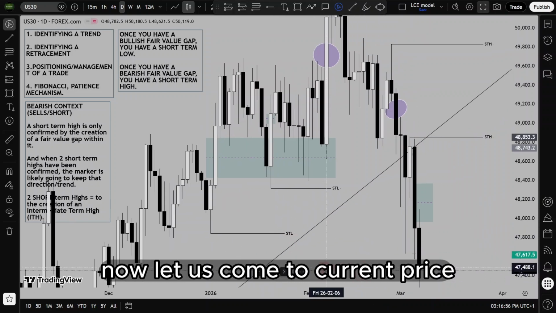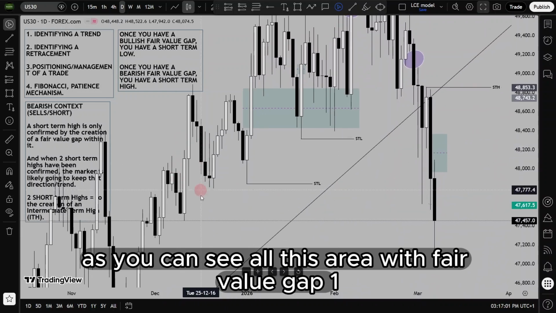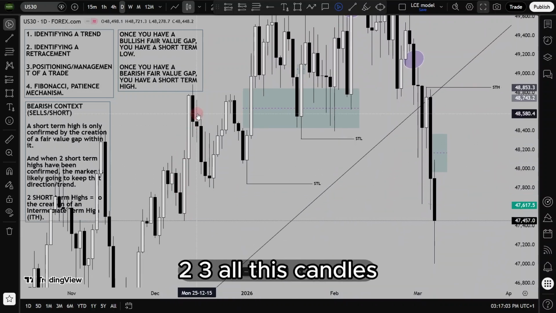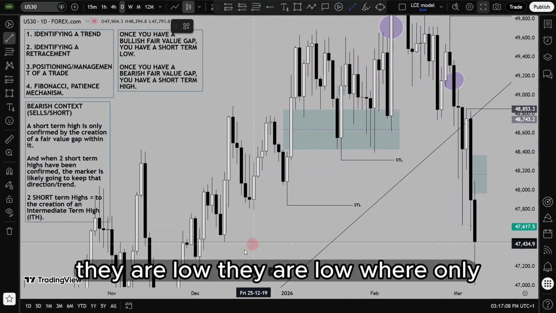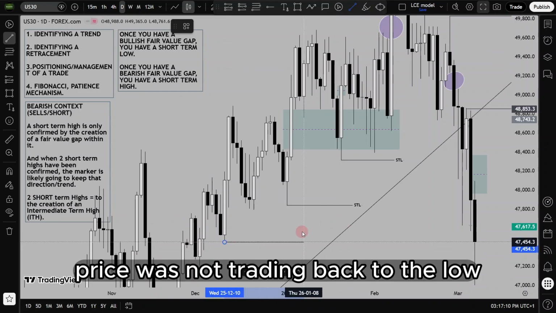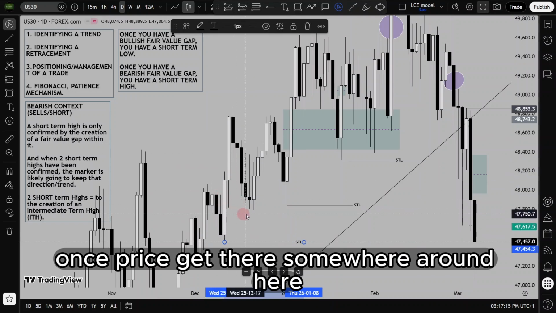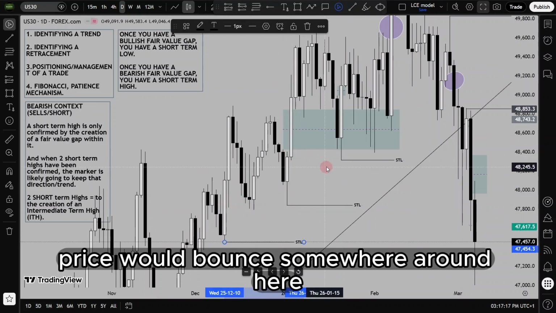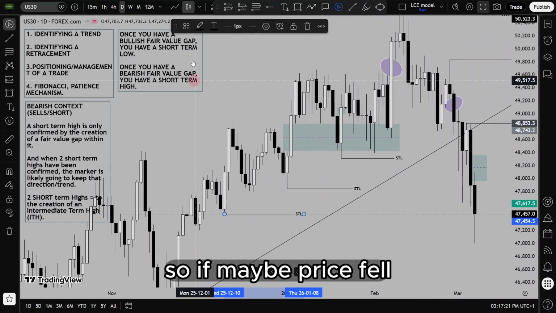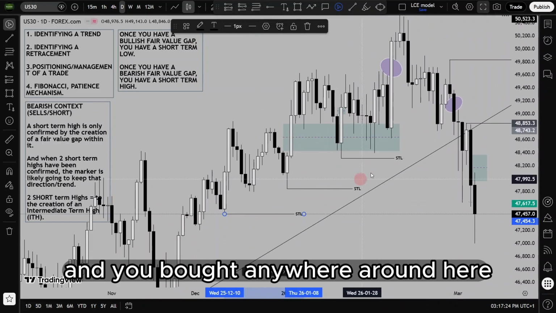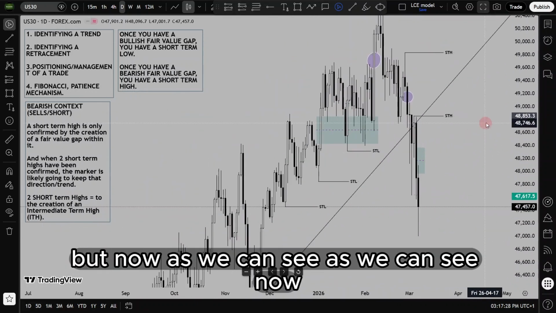Now let us come to current price. As you can see, all this area with fair value gap, one, two, three, all these candles, all this range with fair value gap, their lows were holding. Price was not trading back to the low. Once price gets there, somewhere around here, price will bounce. Somewhere around here, but it was not coming back to this low. So if maybe price fell and you bought anywhere around here, you would have made some profit. You understand me?